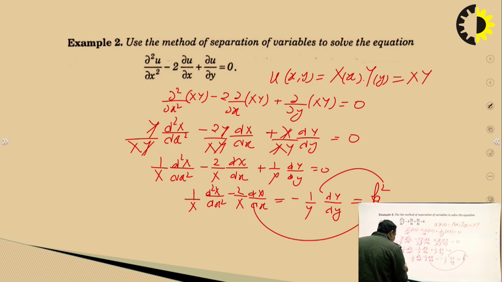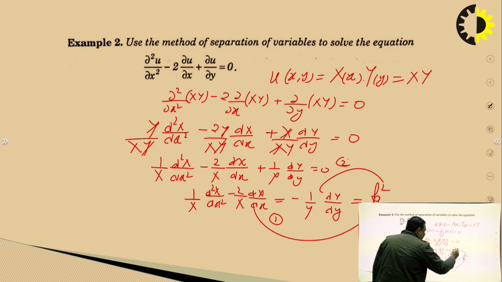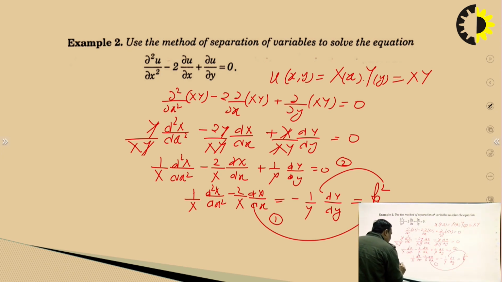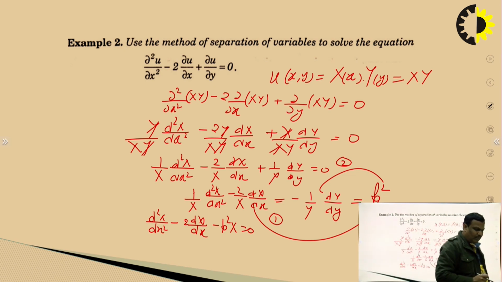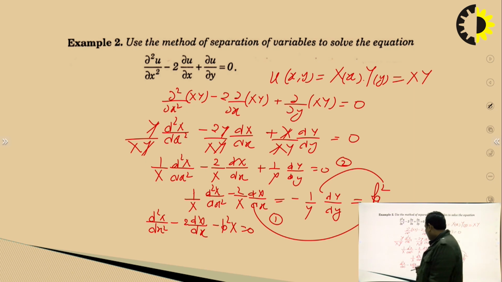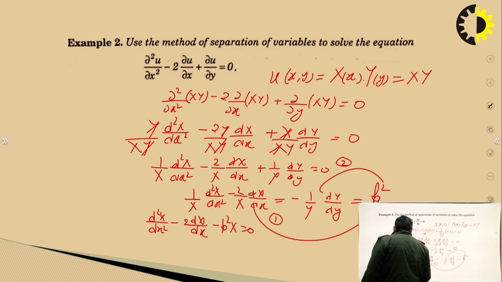Now from the first: d²X/dx² − 2 dX/dx − p²X = 0. This is a second order differential equation in the form of capital X of small x.